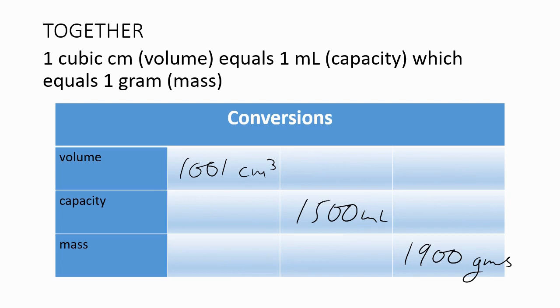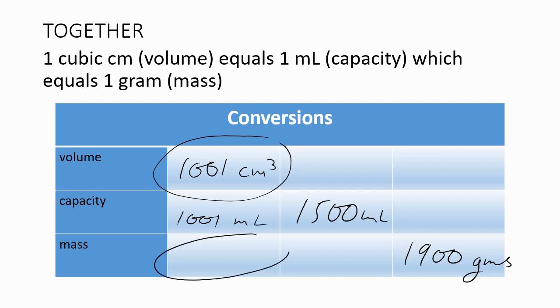Okay, here we are in the together phase still. What about this one? 1,001 centimeters cubed. Okay, let me help you out with capacity. I would just go ahead and write something like this. I would go ahead and write 1,001 milliliters, which is a perfectly acceptable answer. What are you going to write for mass? Have a go. Pause me.